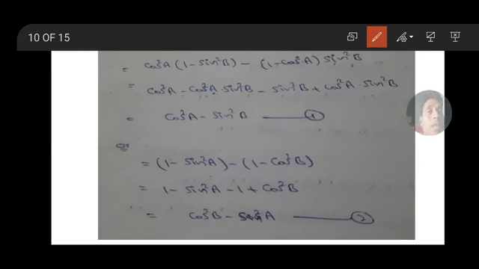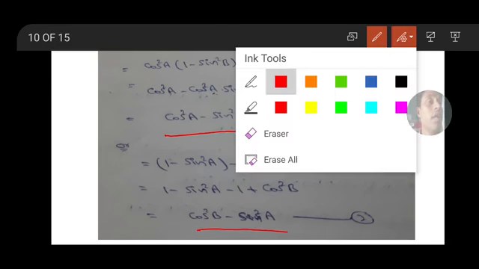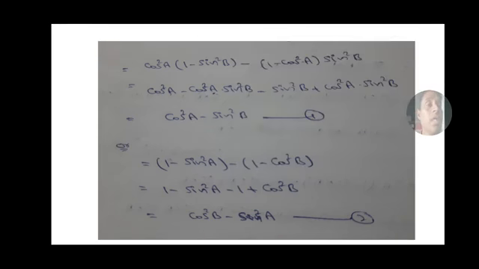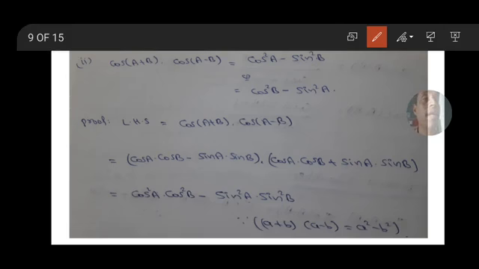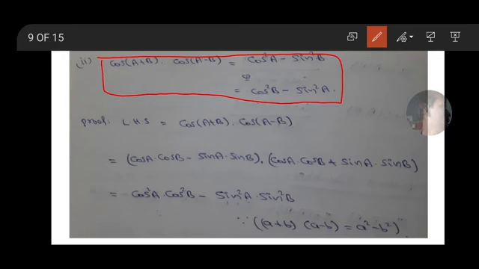Cos(a+b) into cos(a−b) equals cos square a minus sin square b, or cos square b minus sin square a. So remember this also as a formula: cos(a+b) into cos(a−b) equals cos square a minus sin square b, or cos square b minus sin square a.